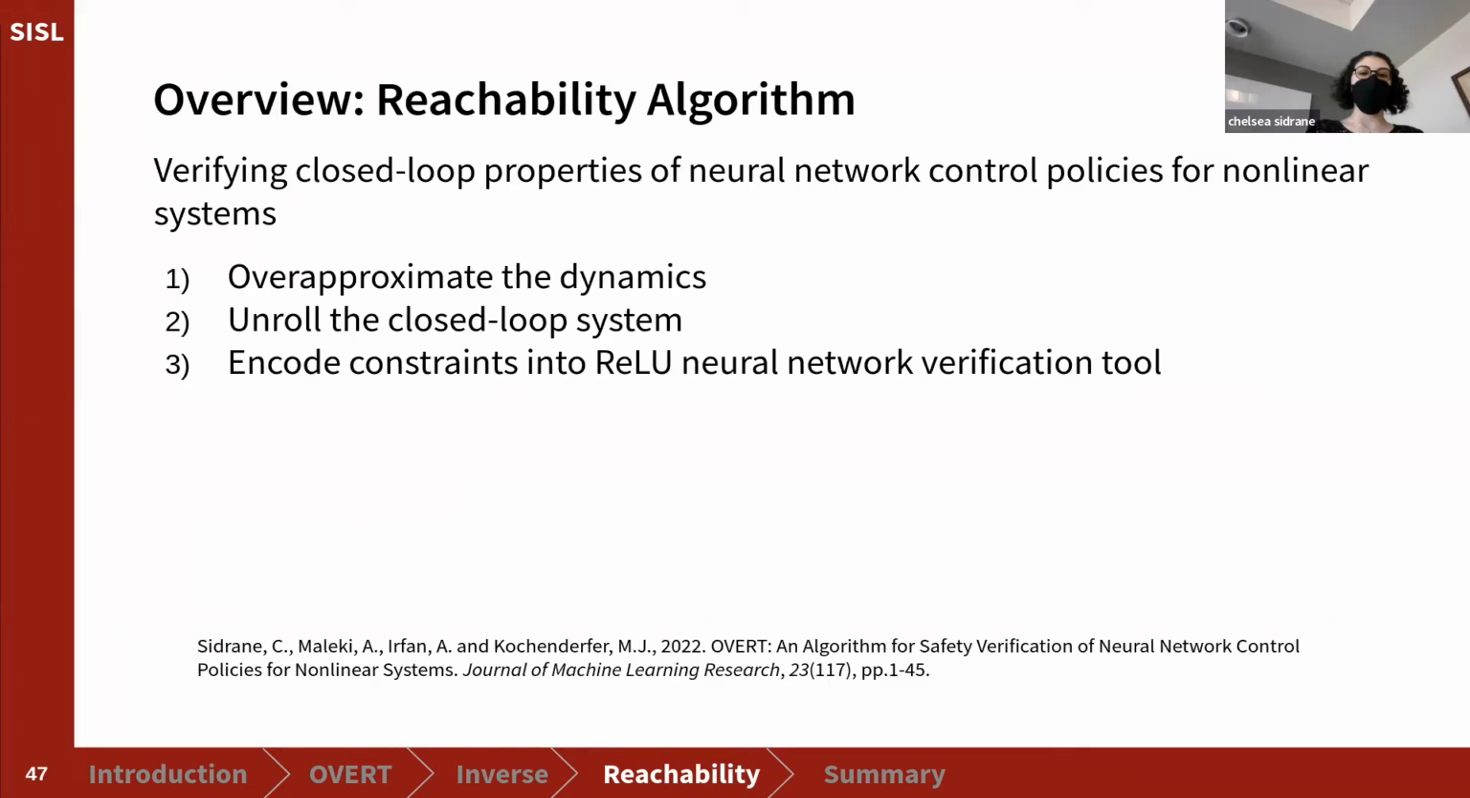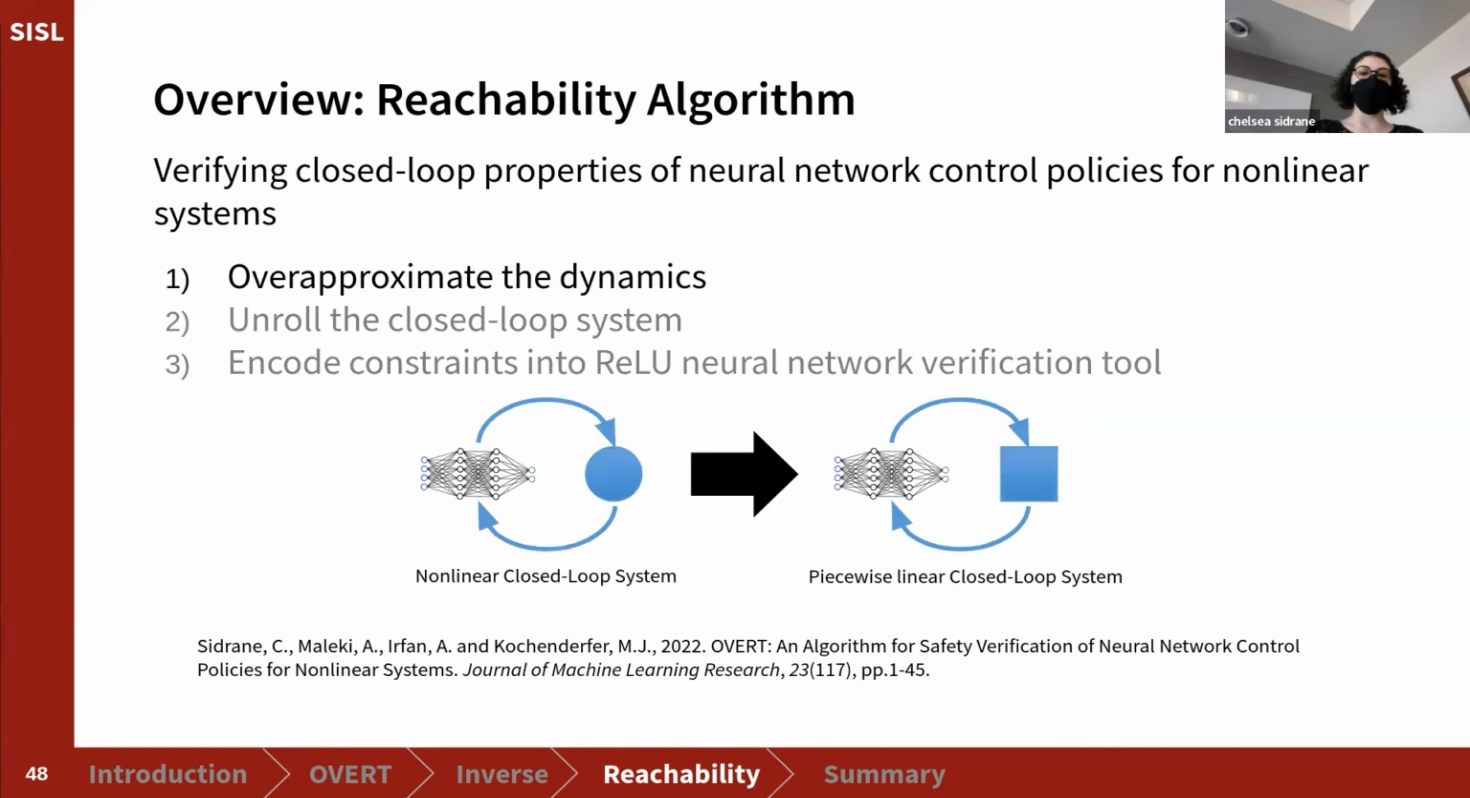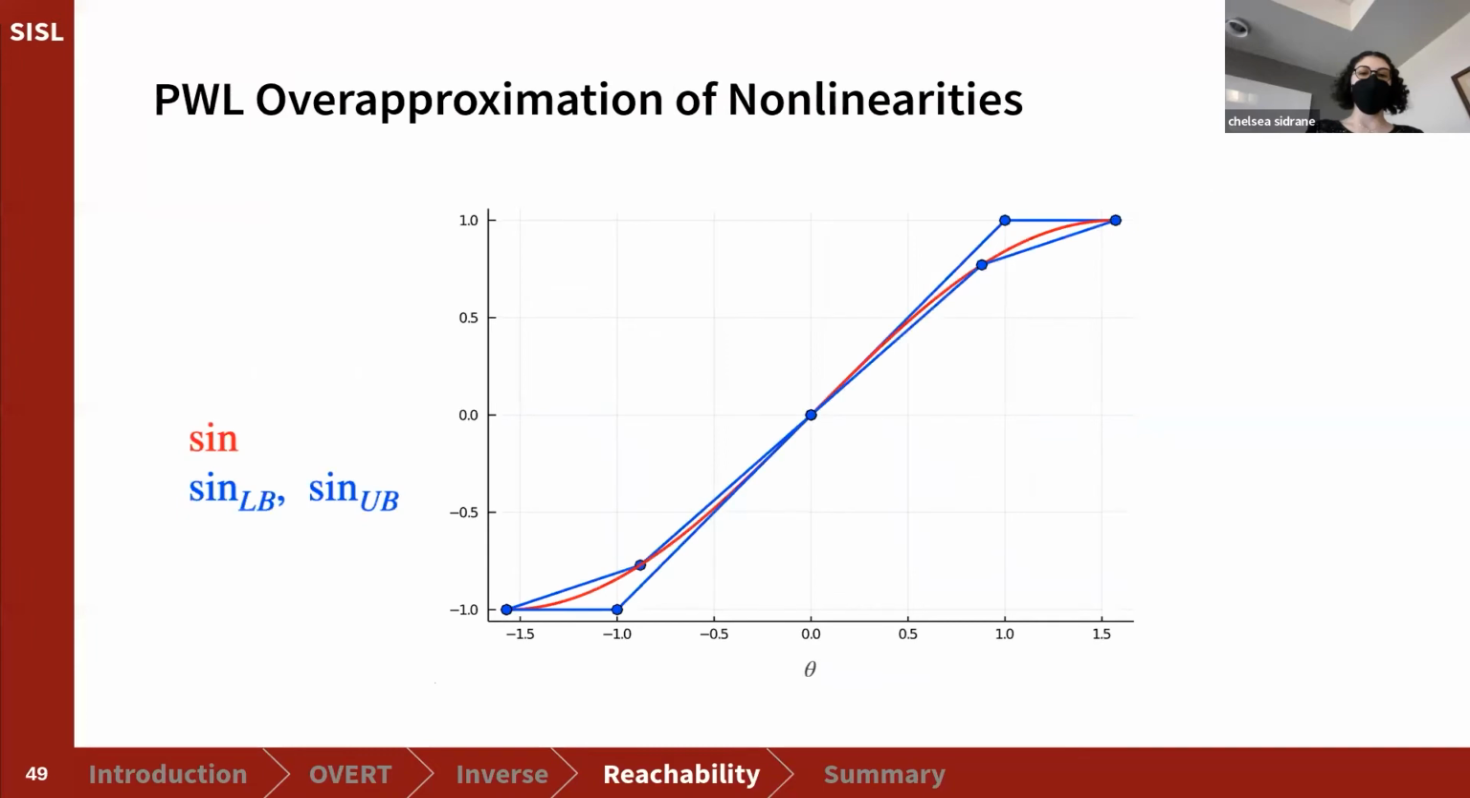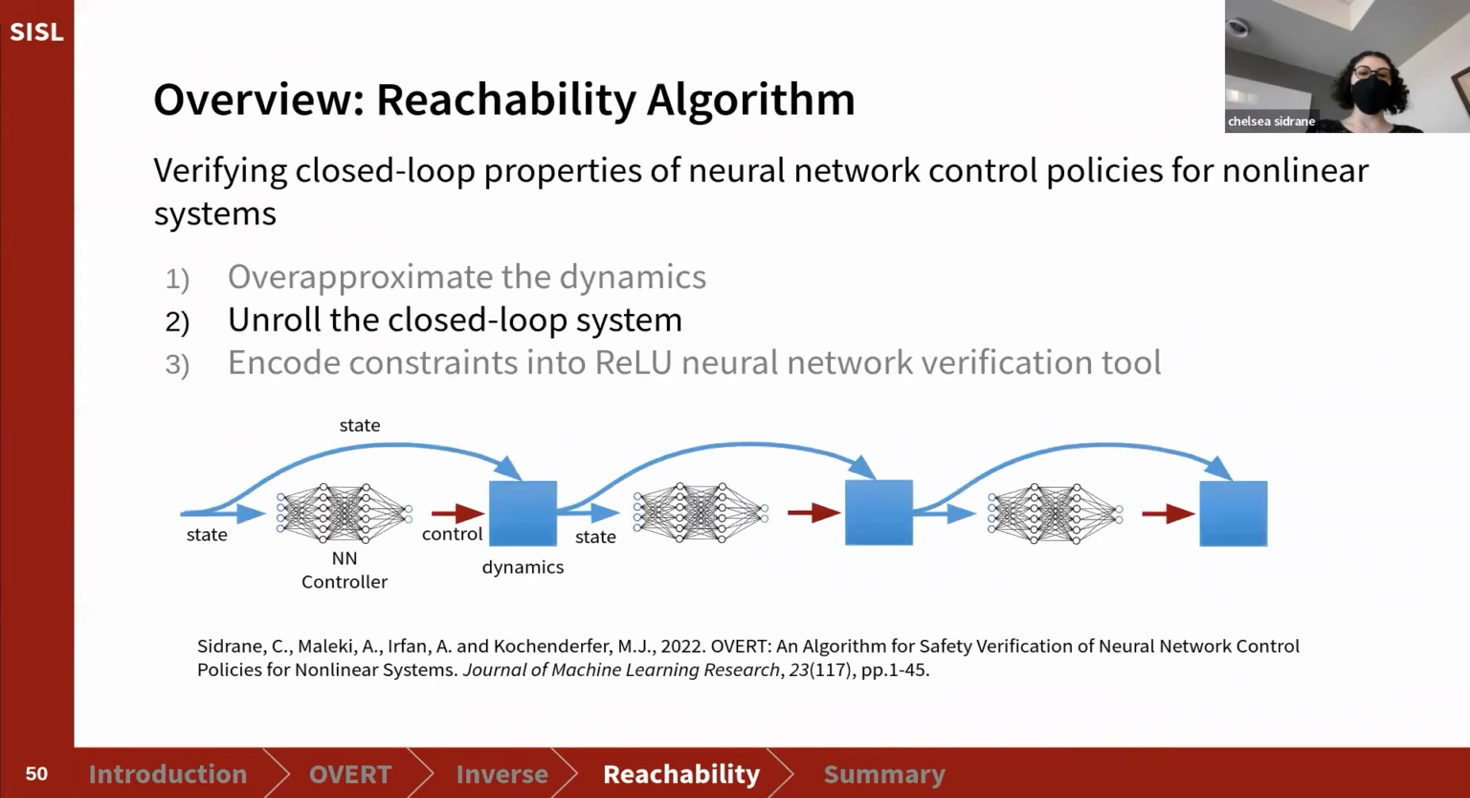Next, I'll explain our approach to verifying closed-loop properties of neural network control policies for nonlinear systems. First, I'll give a high-level overview of our algorithm. The first step is to overapproximate the dynamics using OVERT, which might look something like this. Next, we unroll the closed-loop system, which is now all representable using piecewise linear constraints.